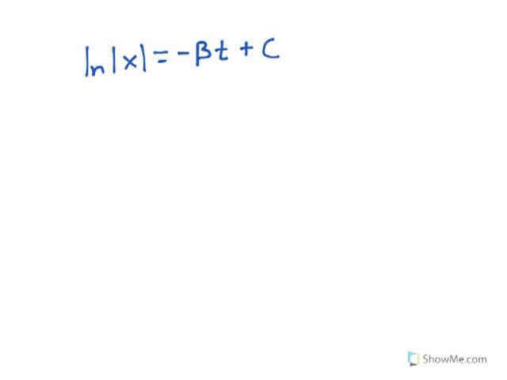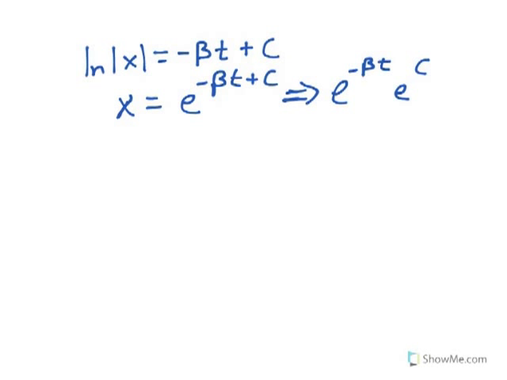Okay, so I want to solve this equation for x, and that's pretty simple. I just exponentiate both sides. So on the left side, that gives me x, and then I have e to the negative beta t plus c. And due to the properties of exponents, this is the same thing as e to the negative beta t, e to the constant c. And you can notice that e to the c, this whole thing here, is also a constant, because e is a constant, c is a constant, so e to the c is also a constant. So I'm going to just make a new name for that constant. I'm going to call it x0.